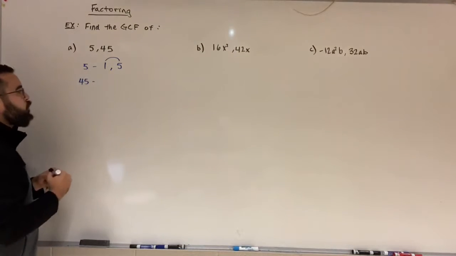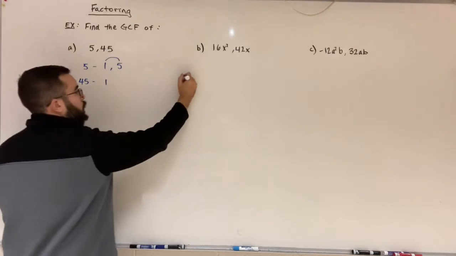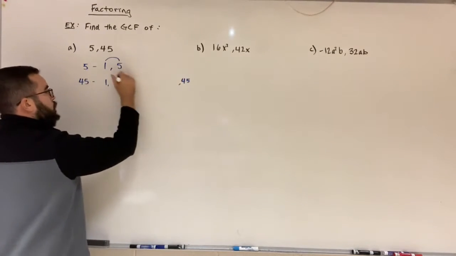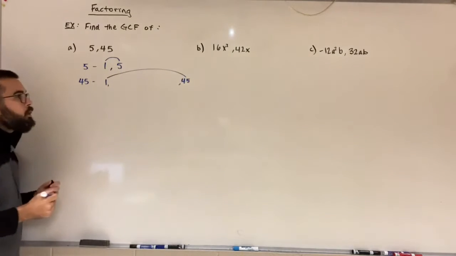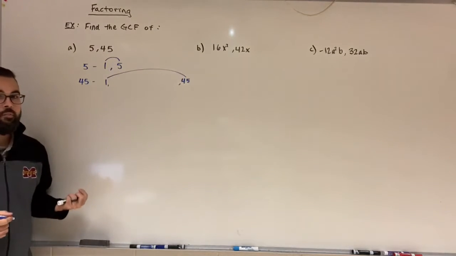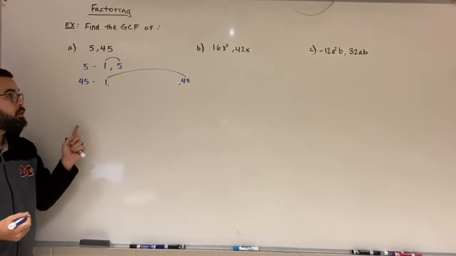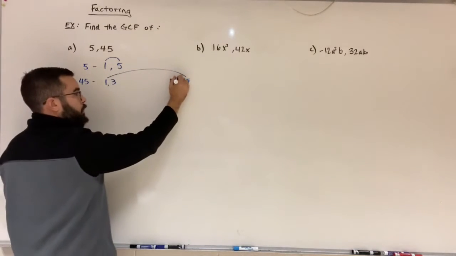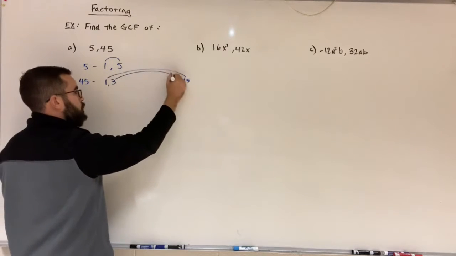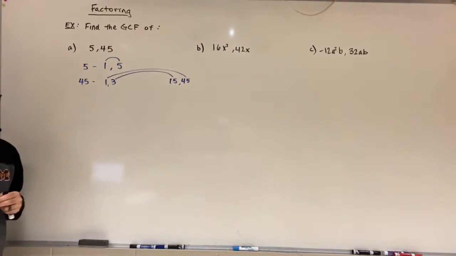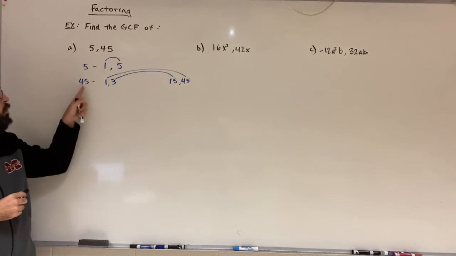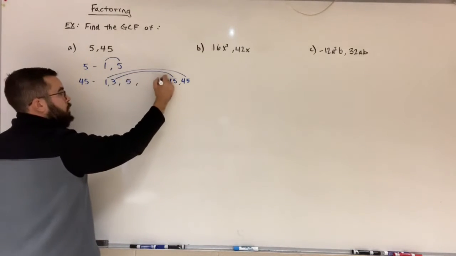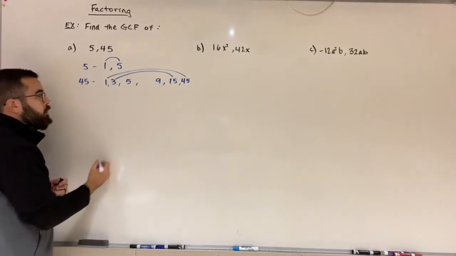Okay, the factors of 45. So start with 1 and 45. Does 2 go into 45? No, 45 is odd, so 2 doesn't go in. 3, does 3 go in? It does, and it goes in 15 times. Okay, does 4 go in? No. Does 5 go in? Yes, 5 goes in 9 times.